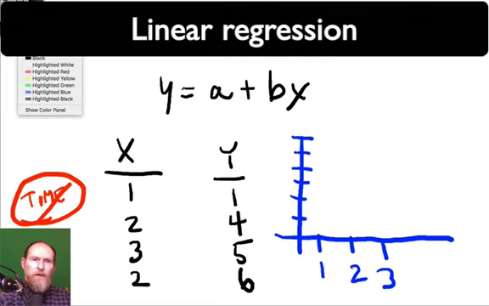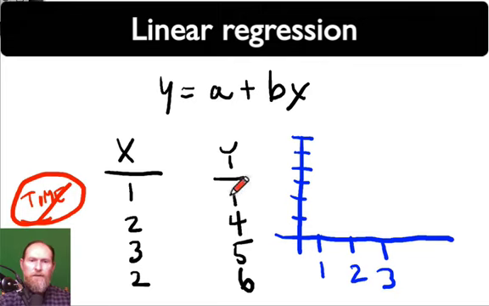So let's put our data in red. For this here, 1, 1, that would be this point here. 2, 4, 2, and then 4. 3, 5 would be here. And then 2, 6. 2 would be back here, and that point would be here. So it's a very, very simple example of how we've got to arrange our data.